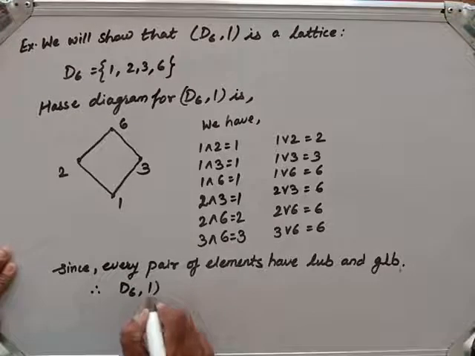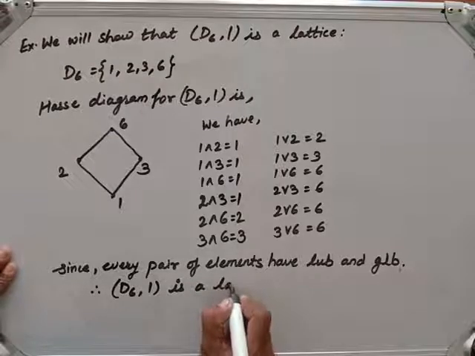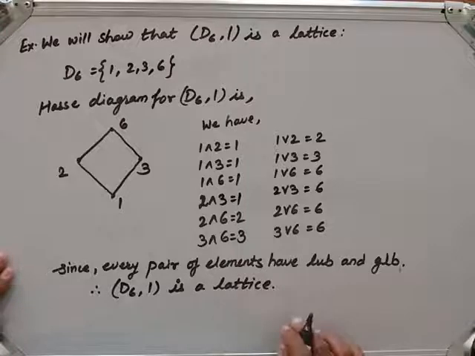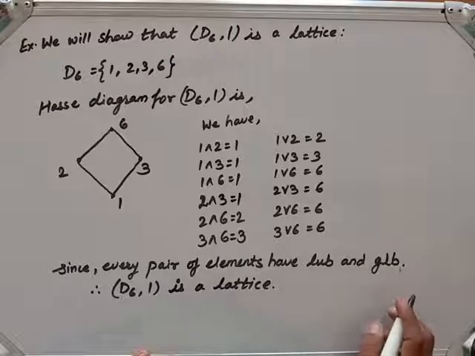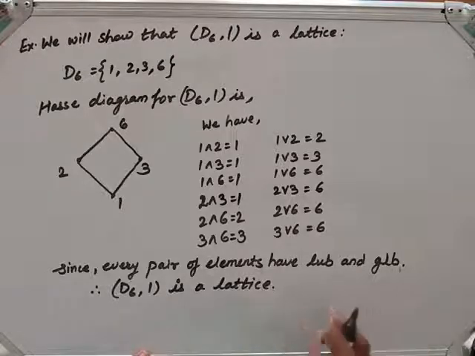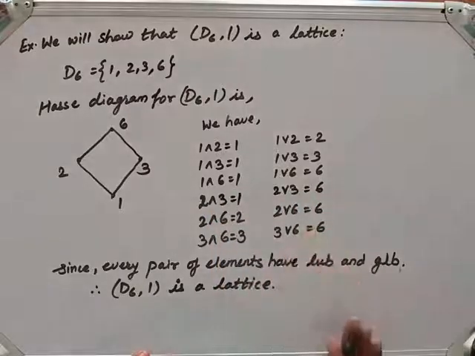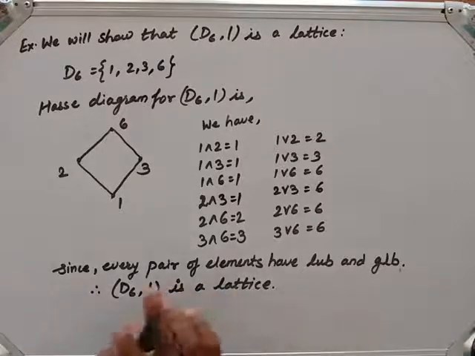Therefore D6 with this divisibility relation is a lattice. Also, if you remember in the previous video, we have seen the Hasse diagram for the D42 divisibility relation. If you find the meet and join for each and every pair there, each pair has a least upper bound and greatest lower bound. So that is also a lattice there.